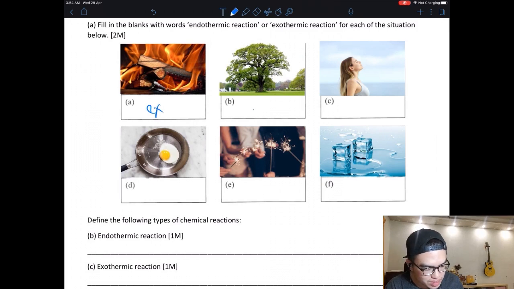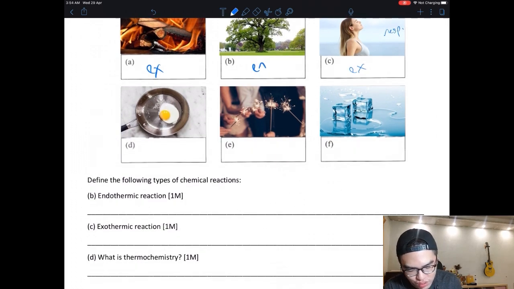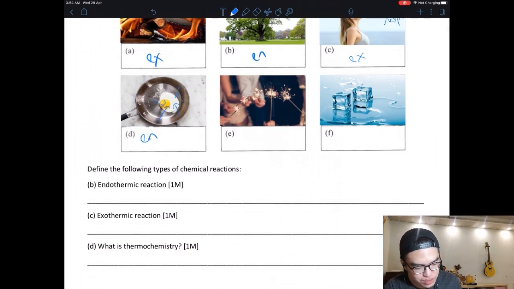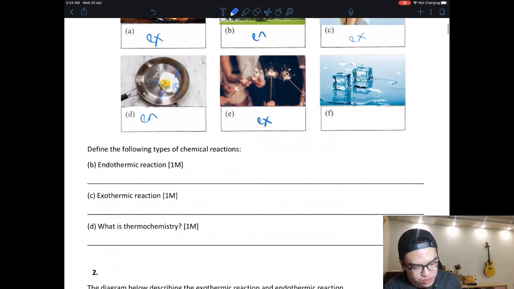Endo. Okay, what the hell are you doing? This is respiration. Okay, respiration is exo. Okay, cooking food is endo because you're making the food absorb heat. Okay, fireworks, exo. Melting of ice, endo. Okay, you're sucking heat to make the ice melt.